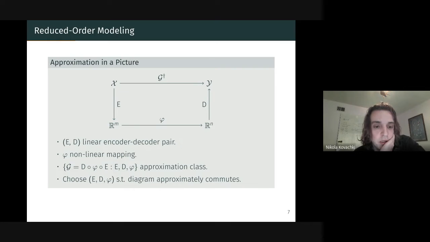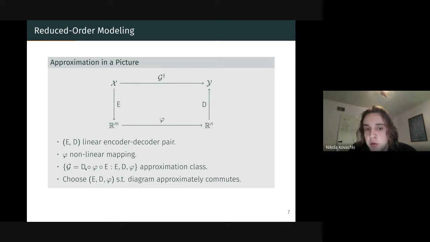And then depending on what G dagger is, we can say how well it can be approximated by something finite dimensional. Again, E and D are a linear encoder and decoder pair, so linear maps from X into R^m and from R^n into Y. The only nonlinearity here is going to be this phi, and we can choose different ways of parametrizing phi. A standard one will be a neural network, just an MLP. And this approximation class is basically just the composition of the encoder, phi, and the decoder.